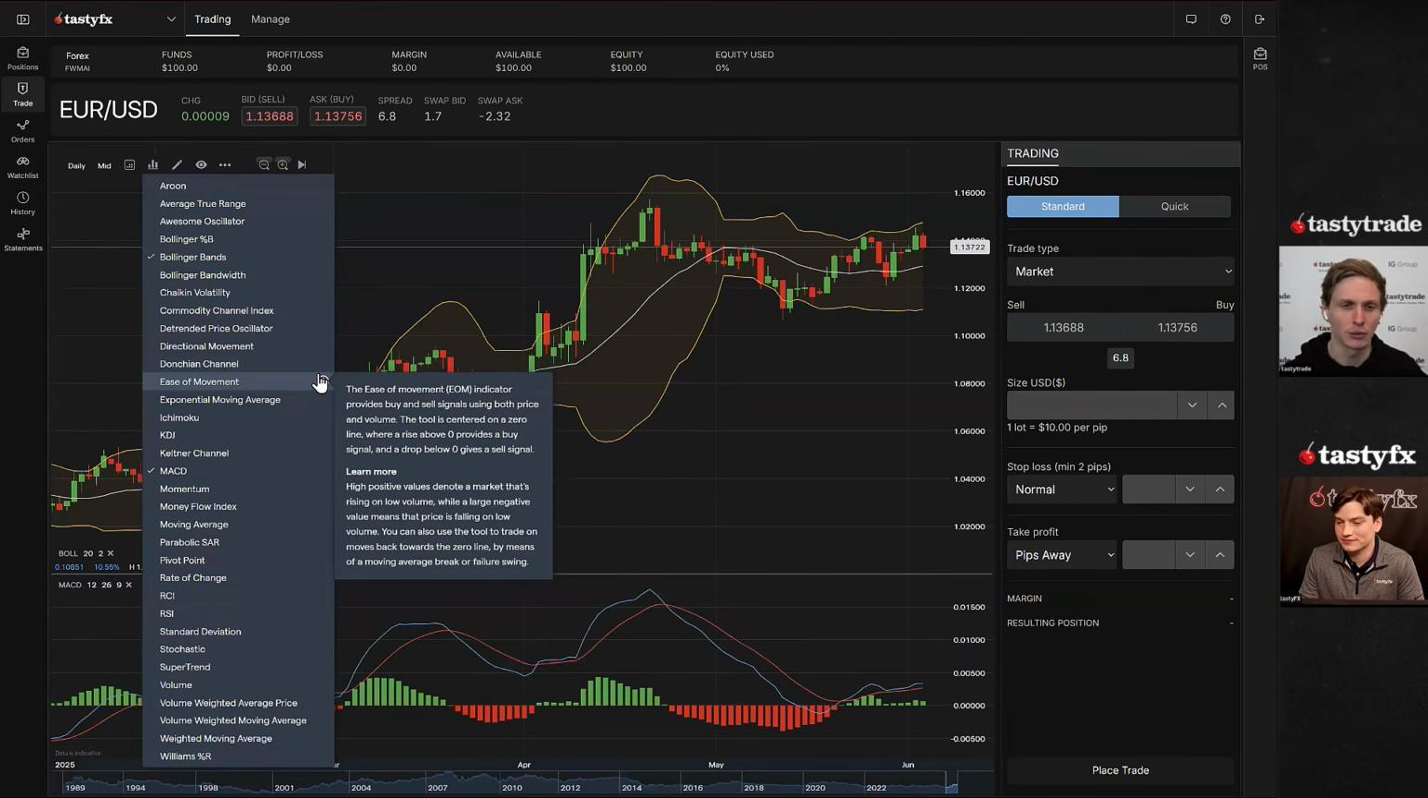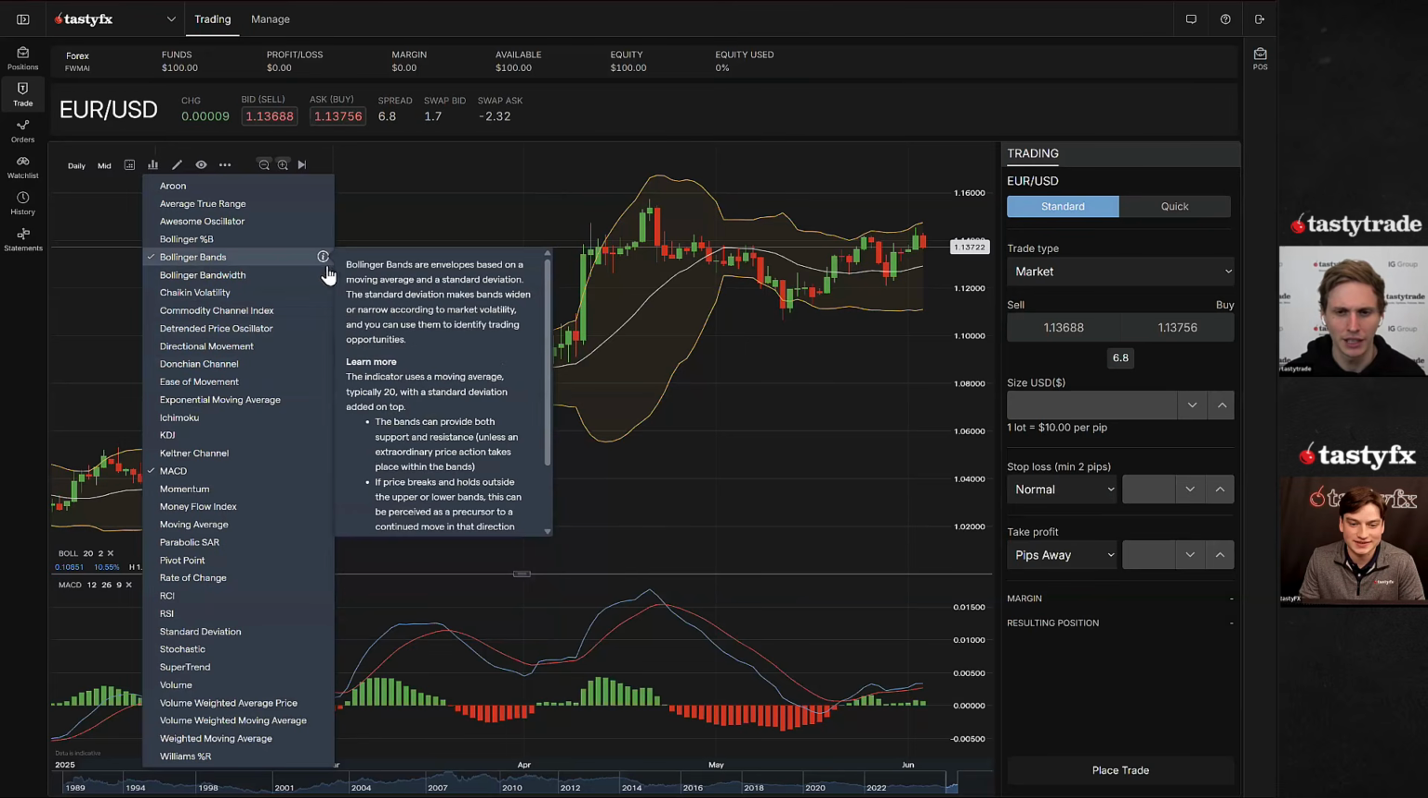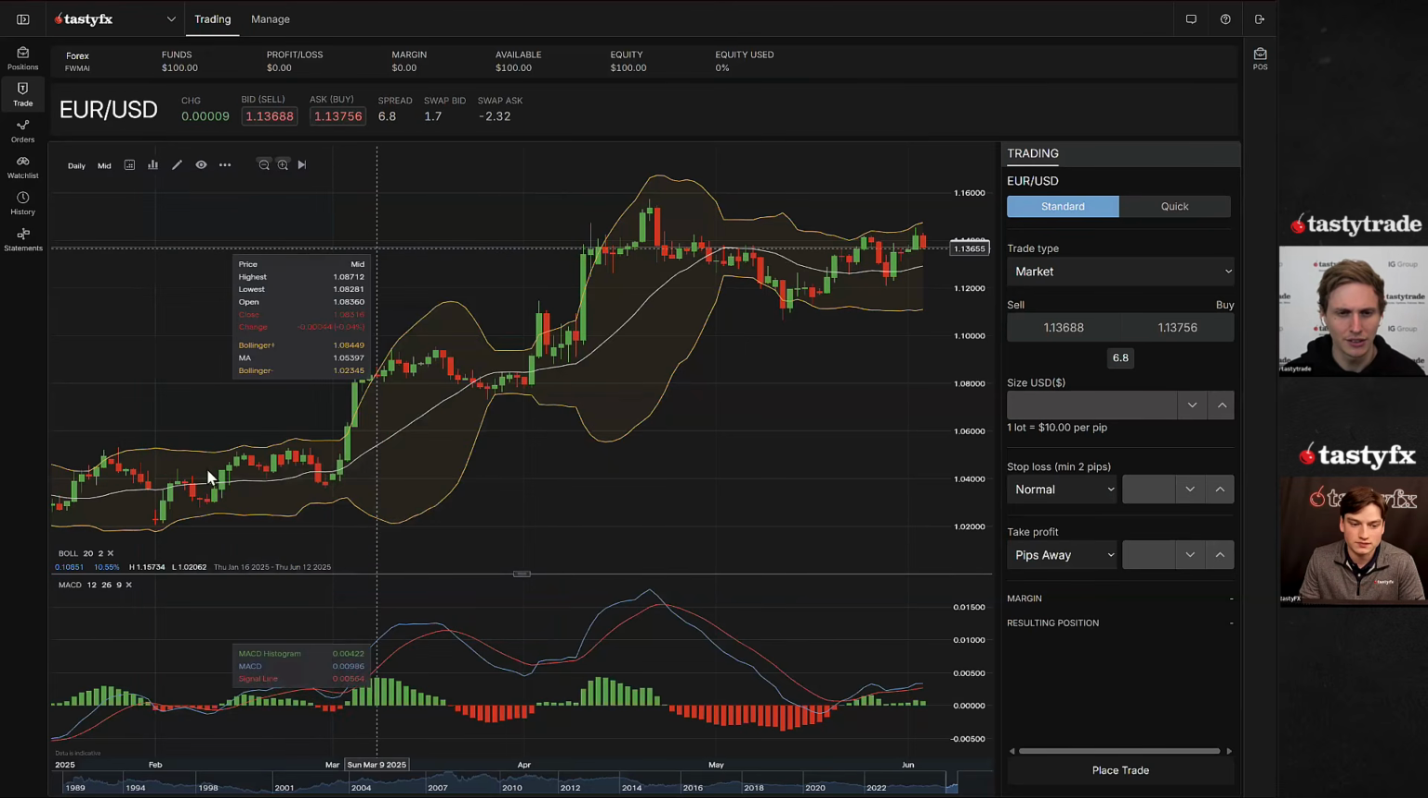You want a quick description of, hey, what does this study indicator do? What does it mean? You can scroll over that little eye. Yeah, super helpful. So you can add in all of those different indicators.